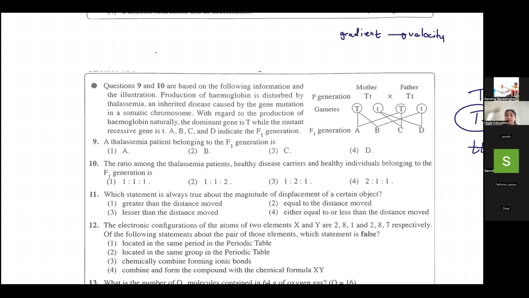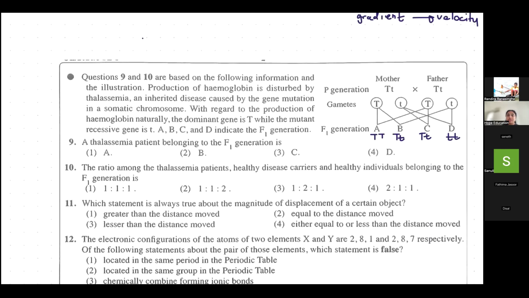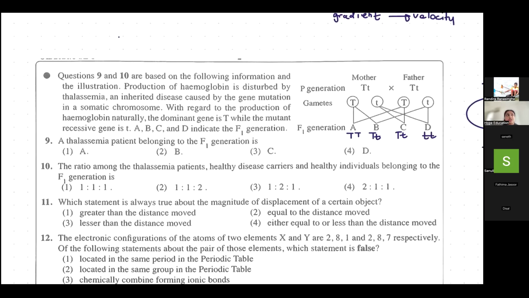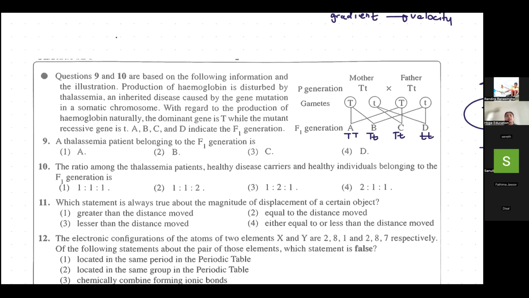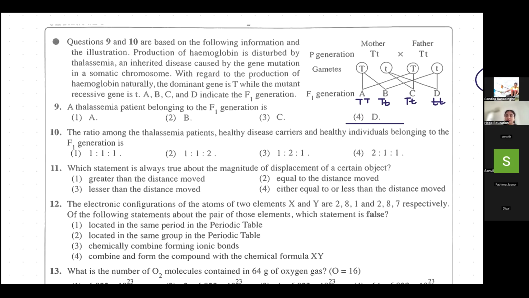So here, A has capital T, B has capital T simple T, C has capital T simple T, and D has simple T. A thalassemia patient belonging to the F1 generation is. So who is the thalassemia patient in the F1 generation? Is it A, B, C, or D? D. The ratio among the thalassemia patients, healthy disease carriers and healthy individuals: patients, one; healthy disease carriers, two; healthy individuals, one. So 1:2:1.